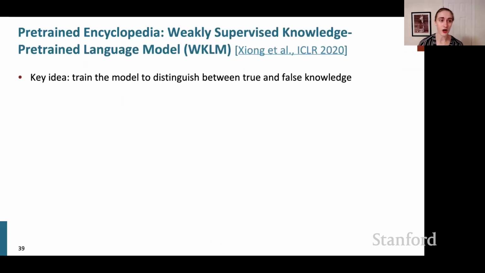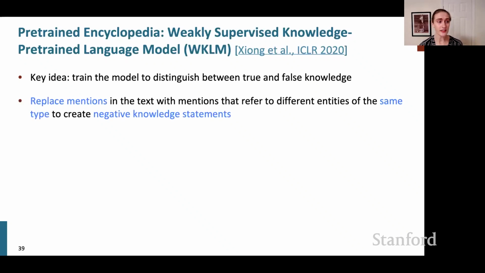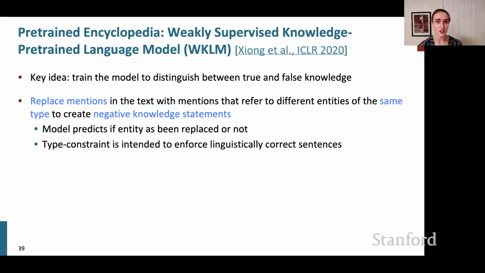The first work we're going to look at is called WKLM, Weakly Supervised Knowledge Pre-Trained Language Model. The key idea here is to train the model to distinguish between true and false knowledge. So they're going to corrupt the data by replacing mentions in the text with mentions that refer to different entities of the same type to create what they refer to as negative knowledge statements. And then the model will just predict, has the entity been replaced or corrupted? This type constraint is necessary to encourage the model to actually use factual knowledge to figure out if this corruption is taking place.